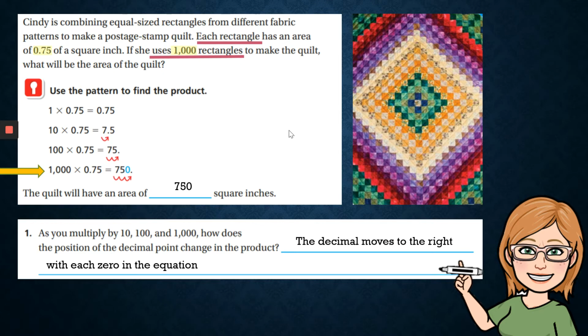As you multiply by 10, 100, and 1,000, how does the position of the decimal point change in the product? The decimal moves to the right with each zero in the equation. So if we did it by 10,000, it would move 4 times. So with each zero, count the number of zeros there are, that's how many times the decimal place moves.